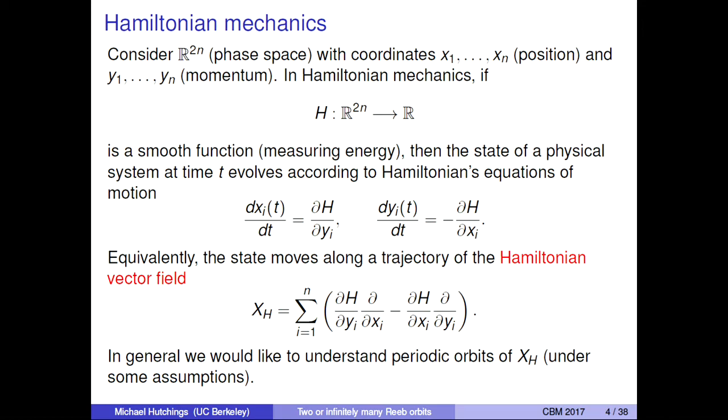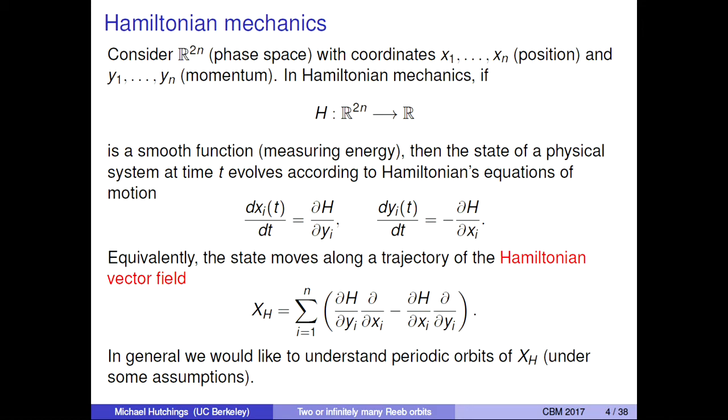And then you take a Hamiltonian function H, and that determines the equations of motion of your physical system, where if you have xi and yi evolving in time, then the time derivative of xi is the partial derivative of H with respect to yi. The time derivative of yi is minus the partial derivative of H with respect to xi.